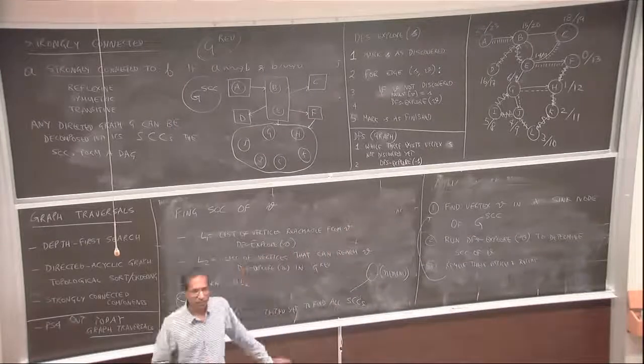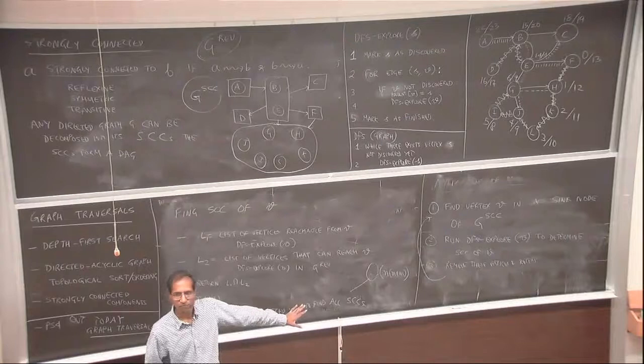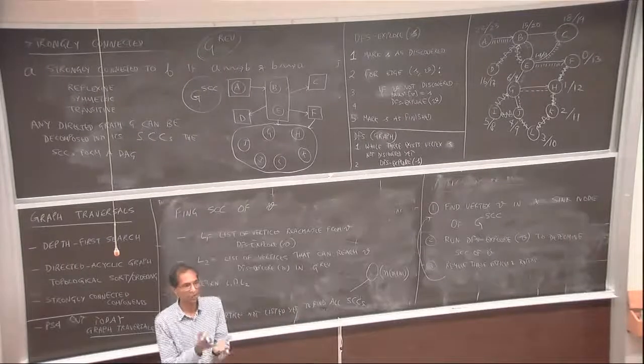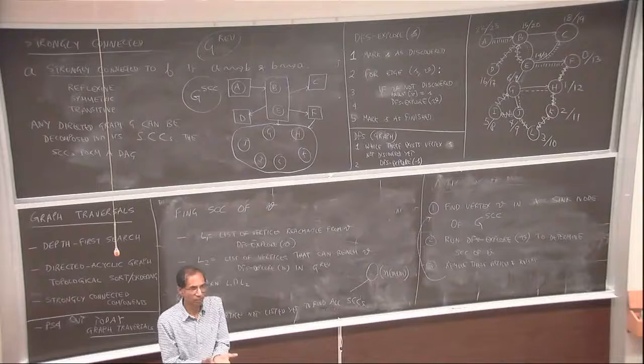Of course, there is something weird about this algorithm. How do we know which vertex to pick in a sink node? That's exactly the question. I wanted to find strongly connected components. How do you tell me?